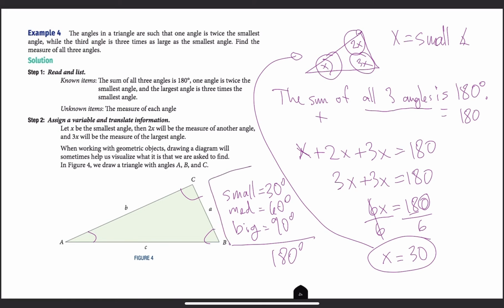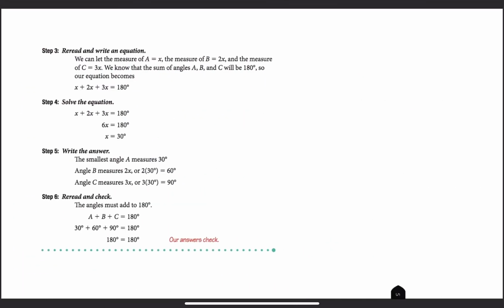And here it is. This is the actual answer, where I've labeled the small, medium, and big angles with their degrees. And this is probably the best way to answer the question. And here is the rest of the book explanation, and you're welcome to pause it here and see how that corresponds to what we just did. I think it'll make a lot of sense to you.